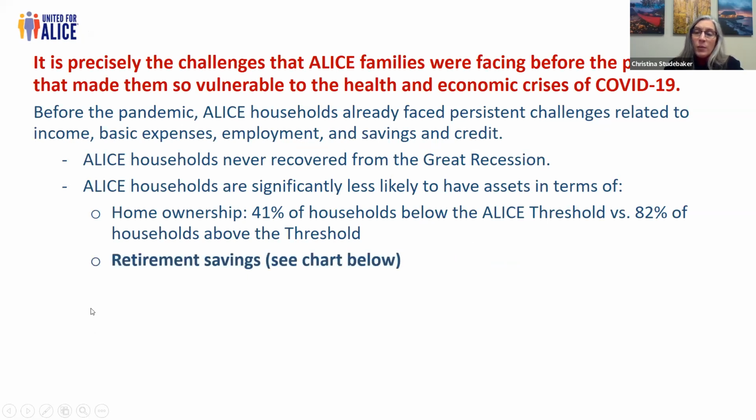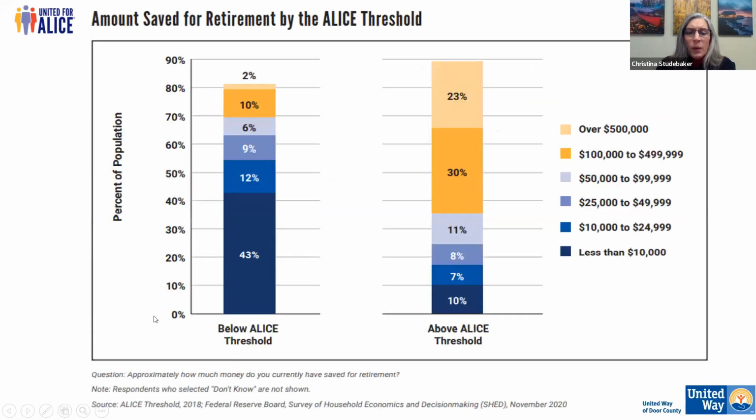So also another resource that helps people get by, that people can tap into in times of intense financial struggle, are retirement savings. And the United for ALICE folks have pulled together data on retirement savings, which is really interesting. What we've got here are, on the left, households below the ALICE threshold, and here on the right, households above the ALICE threshold. And we see how they differ in terms of what they have in retirement. So 43% of the people below the ALICE threshold have less than $10,000 in retirement savings compared to 10% above.